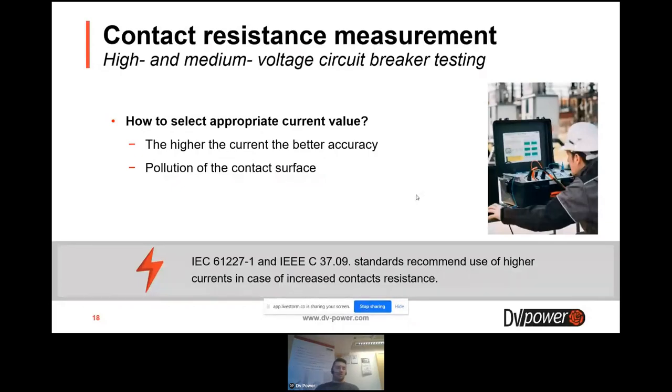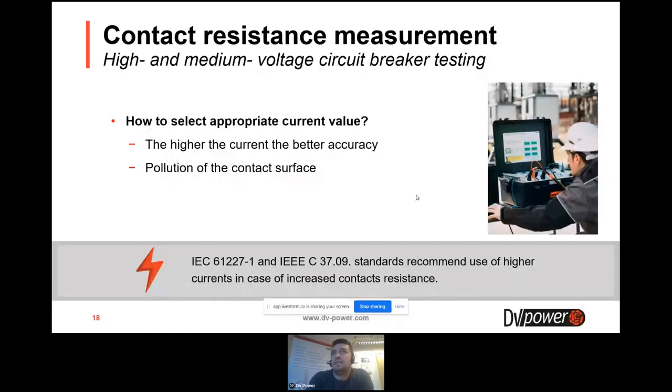Our recommendation as a manufacturer of test equipment is always to use as high a current as possible, because we are speaking about very low values of resistance. If you have 20 micro-ohms, even 100 amperes is sufficient in most of the cases, but the measurement signal, the voltage drop on the contacts, will be only 2 millivolts, which is, you will agree, a very, very low measurement signal. So if it is possible to use five times higher current, like 500 amperes, why should you not use it? You will have five times better measurement signal, so definitely you can expect better results.